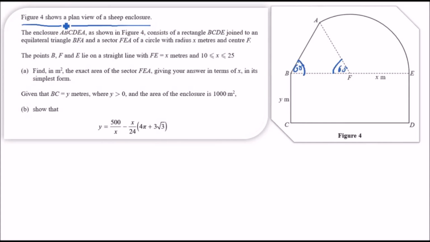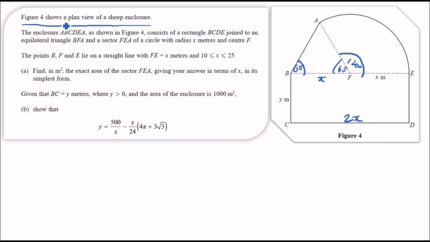We have a sector FEA, which is over here. So this is 120 degrees, with radius x meters and center F. So the radius is x, meaning this length is also x, hence the whole length is 2x. The points B, F, and E lie on a straight line with FE equals x. Find, in meters squared, the exact area of the sector FEA.